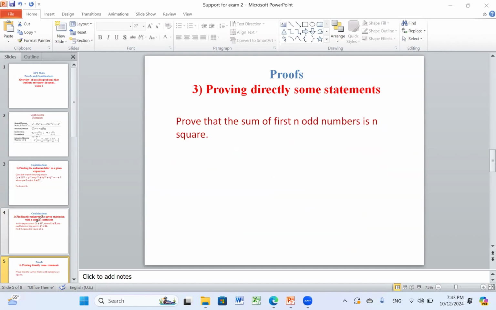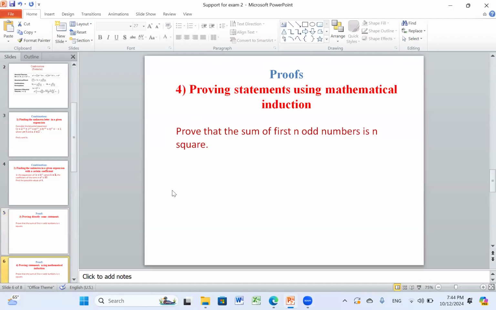Now let's do the same proof, but this time using mathematical induction. Prove that the sum of the first n odd numbers is n squared. We have to prove it by mathematical induction. Let's see what we have. We have 1 plus 3 plus 5 plus so on plus 2n minus 1 equals n squared.